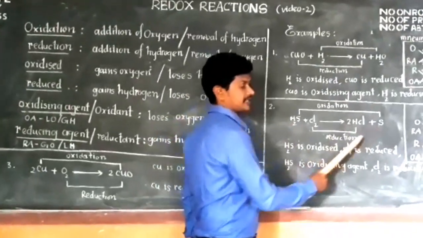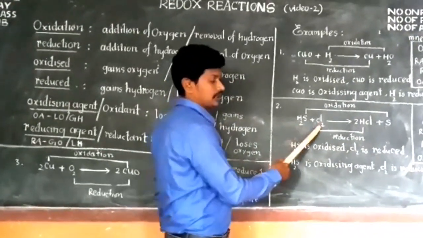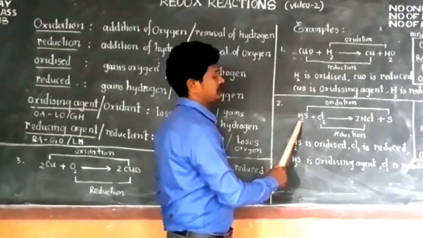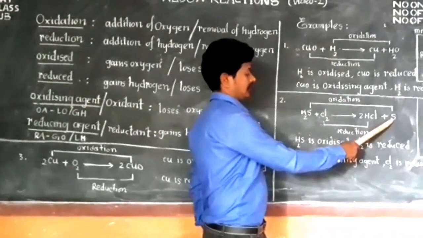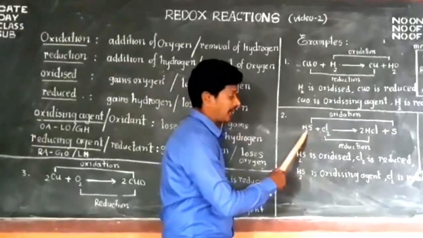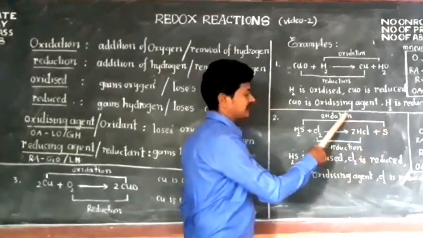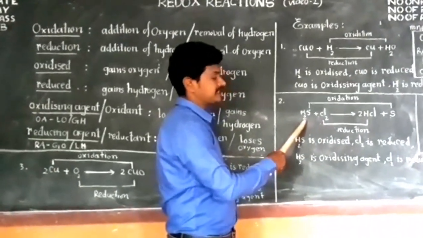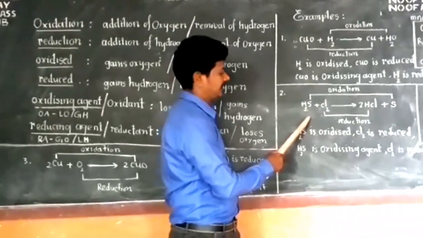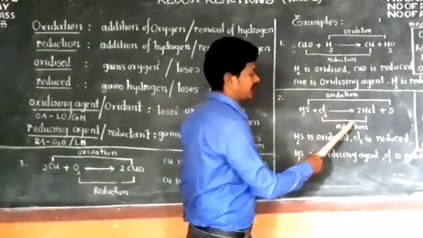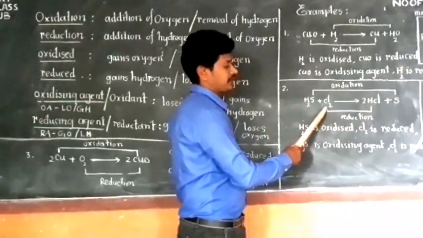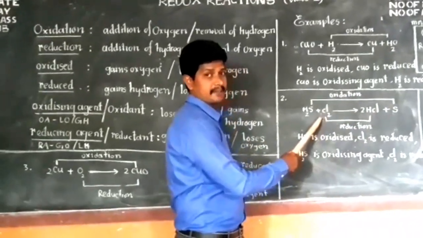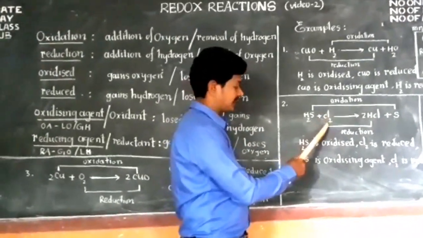So here we apply it to the second redox reaction. What are the reactants? H2S and Cl2. What are the products? HCl and sulfur. Here H2S is changing into sulfur. So H2S loses hydrogen and changes to sulfur. So it is an oxidation reaction, and H2S is said to be oxidized. So H2S being oxidized means it is a reducing agent. Next, Cl2 on the reactant side changes into HCl. So Cl2 is gaining hydrogen. So it is a reduction reaction. So Cl2 is reduced, and at the same time chlorine acts as an oxidizing agent.